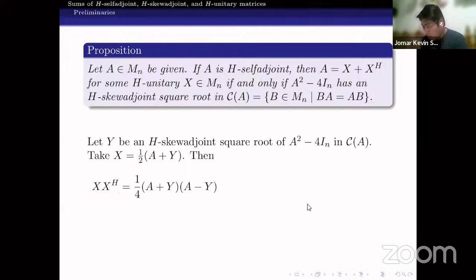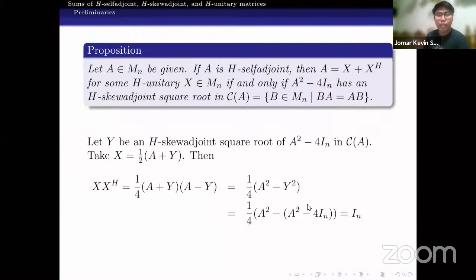So X to the H, we can distribute H to A and Y. So A to the H plus Y to the H. But A to the H equals A because A is H-self-adjoint. And Y to the H equals minus Y because Y is H-skew-adjoint. So ito yung product niyan. Then simplifying this, we get 1/4 times (A squared minus Y squared). But since Y is the square root of A squared minus 4I, this is equal to this matrix, and then eventually we will get I. So we have shown that X is H-unitary.